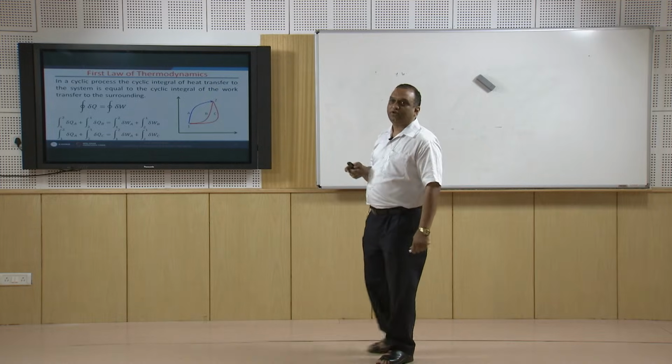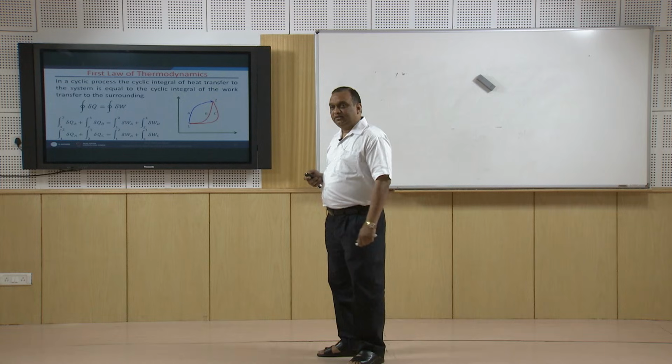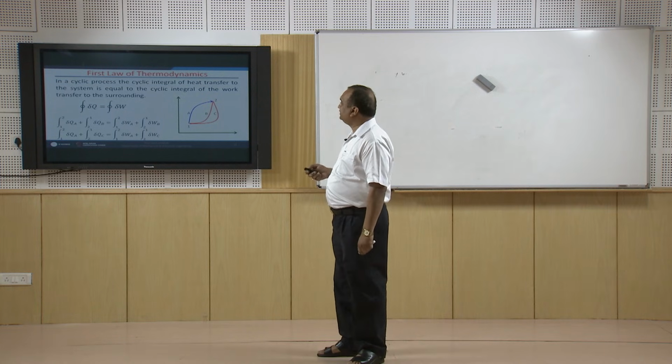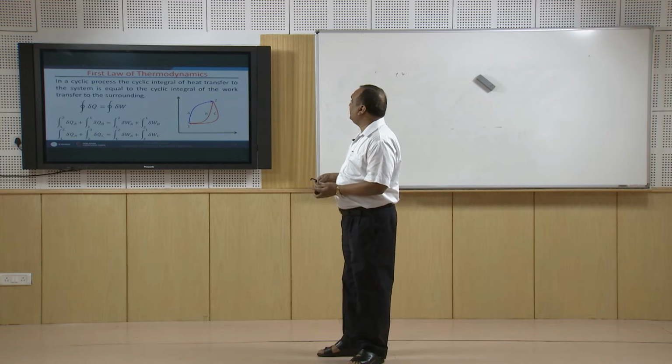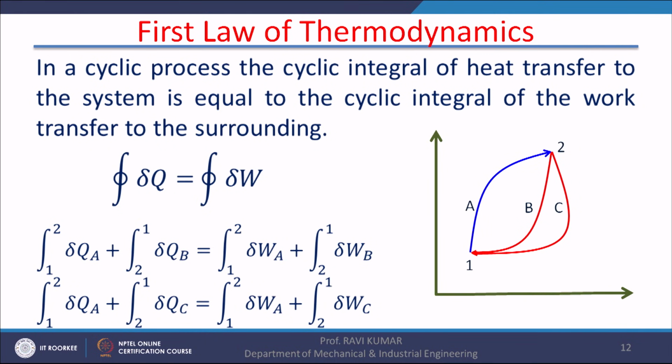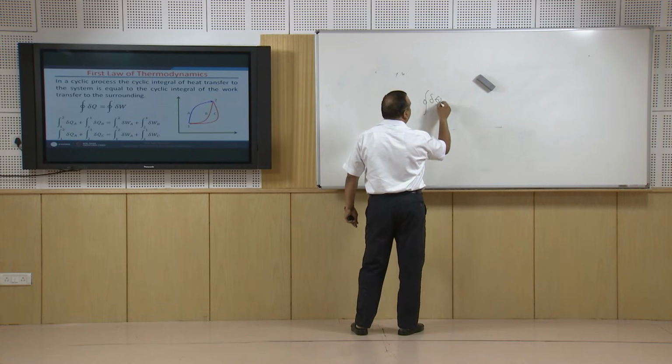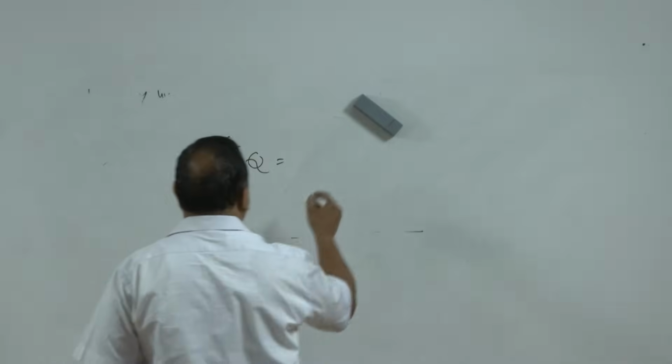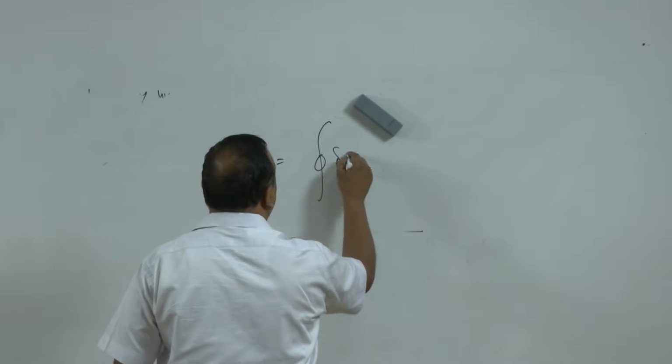Now, we will come to the first law of thermodynamics. The first law of thermodynamics states that in a cyclic process, the cyclic integral of heat transfer to the system is equal to the cyclic integral of work transfer to the surroundings. So, the first law says the cyclic integral of heat transfer to the system is equal to the cyclic integral of work transfer to the surroundings.